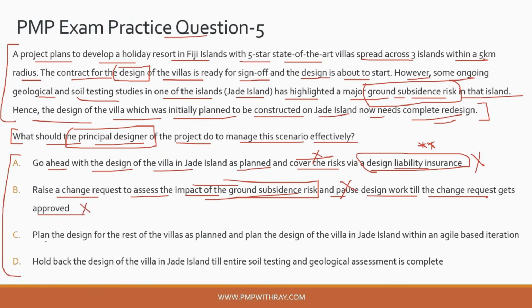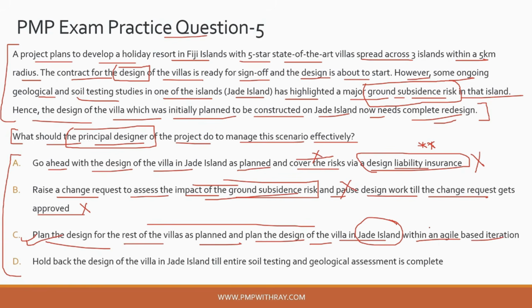Let's read option C. Plan the design for the rest of the villas as planned and plan the design of the villa in Jade Island with an agile based iteration. This looks like a good option to me, because what you are saying is for the first two islands, you will go with the base plan or the base design, and for Jade Island, you will do an agile based iteration where the scope will be exploratory. You will start with the very simple design works such as interior design or the architectural design, which is not directly affected by the ground subsidence risk.